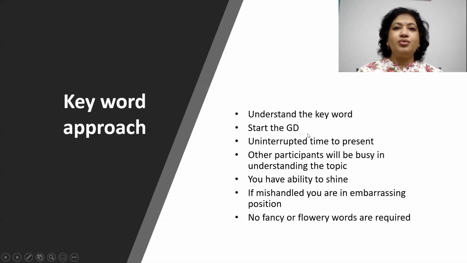Understand the keyword, and then you start the group discussion. When you start the group discussion, you have uninterrupted time to present. Why? Because others are busy understanding the topic, right? So at this point, the person who is initiating has the ability to shine. But if mishandled, you are embarrassing the position. Embarrassing the position means you, as an initiator, are embarrassing yourself. You don't have to have fancy or flowery words for group discussion. Be natural, that is what I say, be natural.